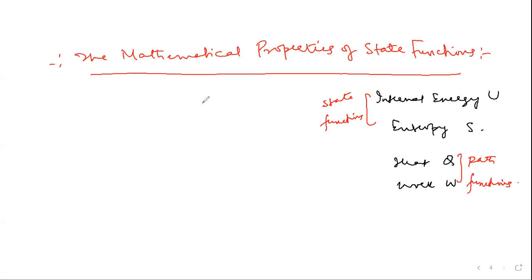Now our discussion of this particular concept, the mathematical properties of state functions, is only applicable to state functions, like internal energy and entropy, right? Our discussion will not apply to path functions like work or heat. Let us start our discussion.